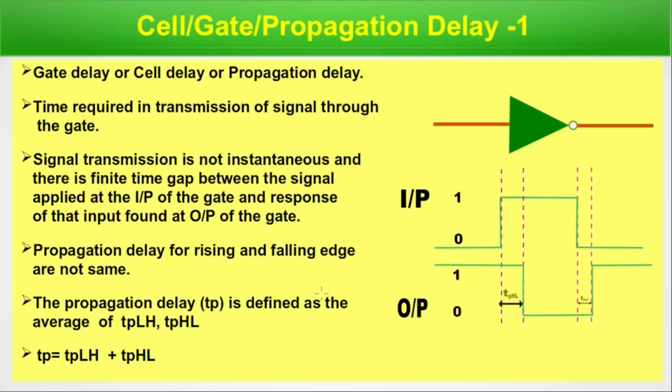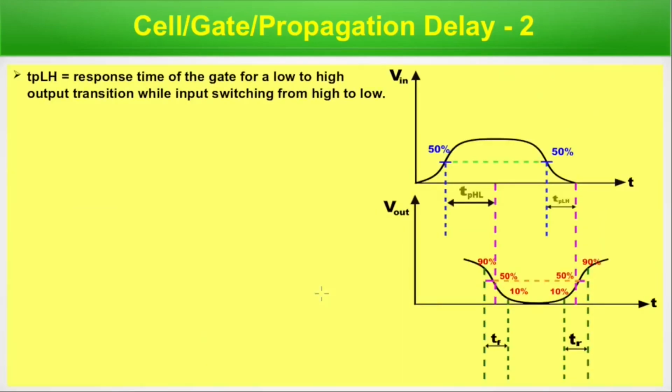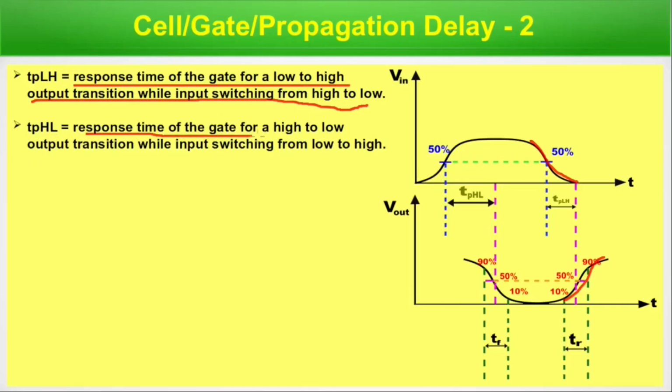Now let's move to the next slide. Again, cell or gate or propagation delay. TPLH is the response time of the gate for a low to high output transition while the input is switching from high to low. That is, the input is switching from high to low, and at that time the output is transitioning from low to high. That delay is called TPLH. Another one is TPHL, the response time of the gate for a high to low output transition while the input is switching from low to high. The input is switching from low to high and the output is going from high to low.